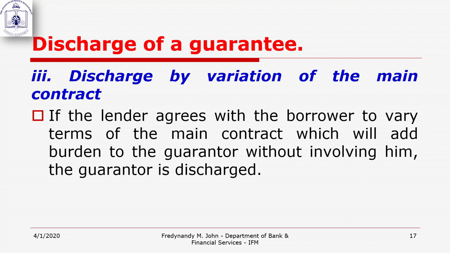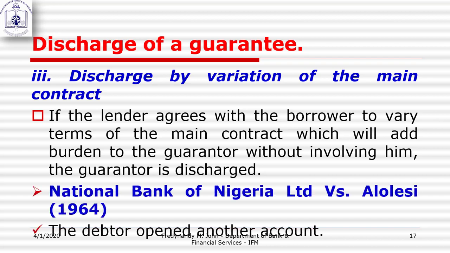Now remember, before signing the guarantee contract, the banker or the lender needs to ensure that the guarantor fully comprehends what they are getting into. That is, a guarantor needs to fully understand the content of the main contract, that is the contract between the lender and the principal borrower. Now, in case there is a variation or some changes have been made on the main contract without the consent of the guarantor, then automatically the guarantor will be discharged.